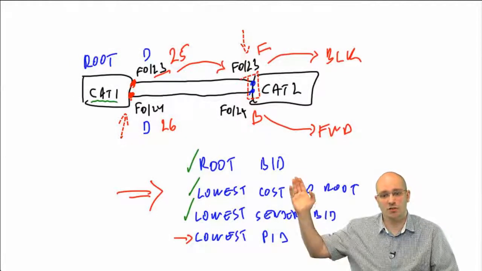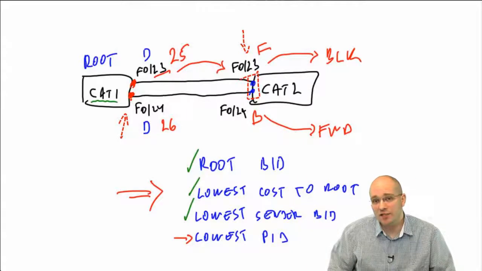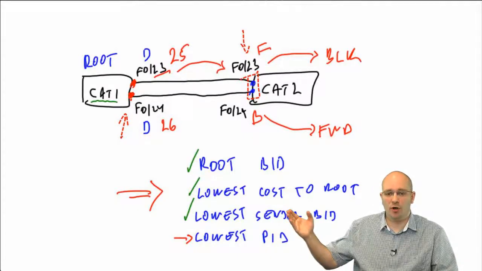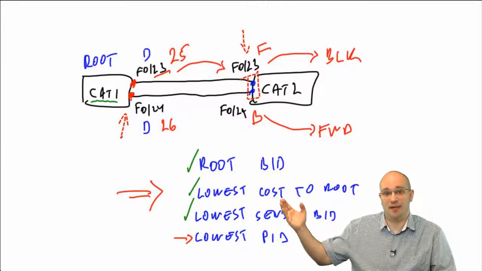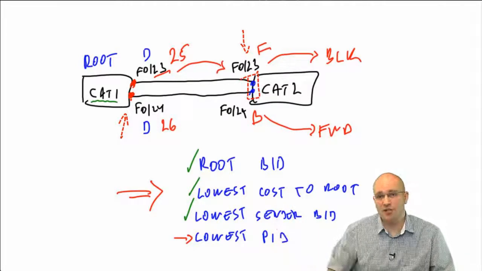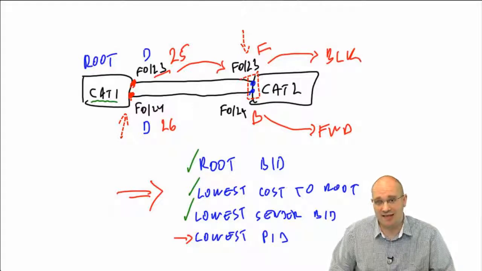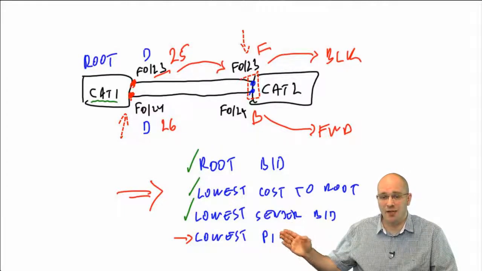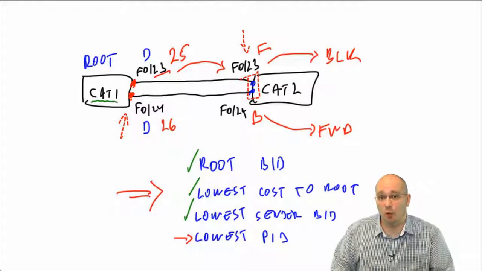Manipulating the cost on the receiving switch is just one way of manipulating the decision made by CAT2. As you can see, lower cost to the root is the second option. The third option is the lowest sender bridge ID. Our sender bridge ID will in this case always be CAT1. There is nothing we can do about that, but what we can change is the lowest port ID.